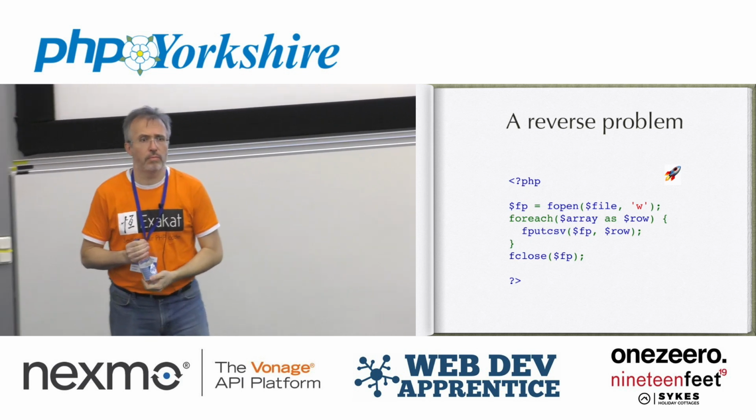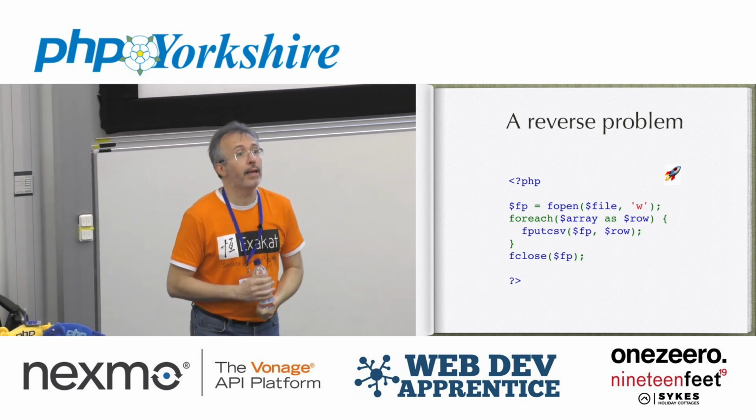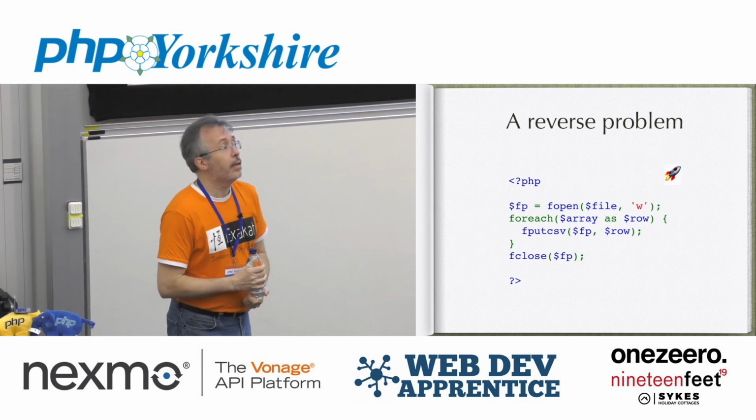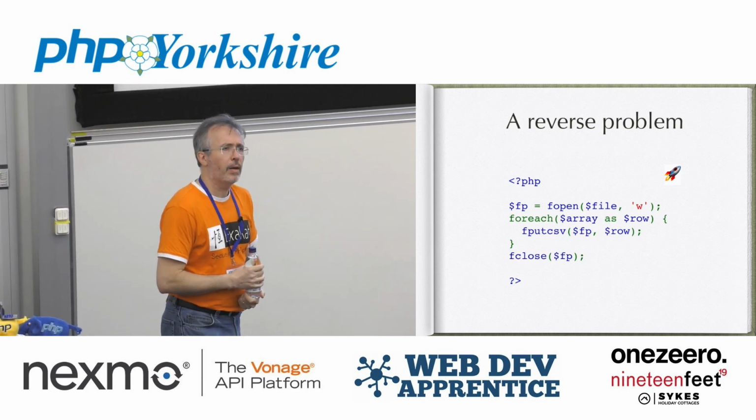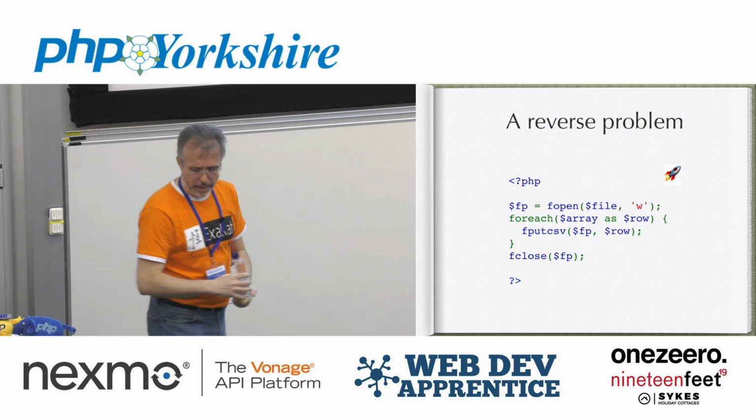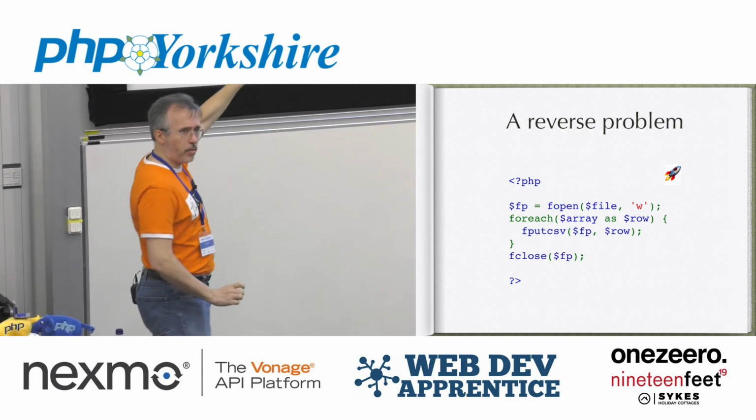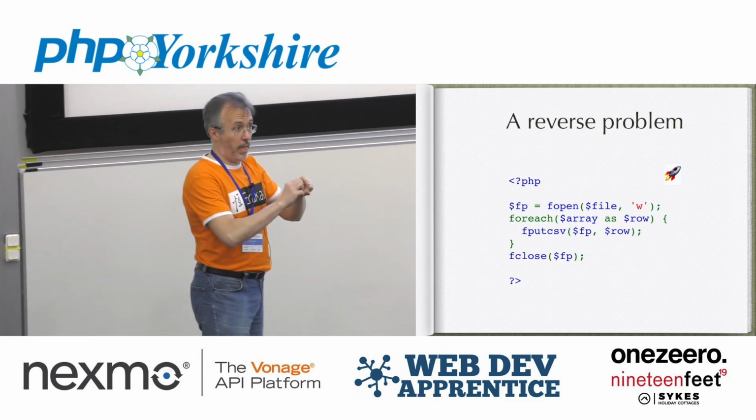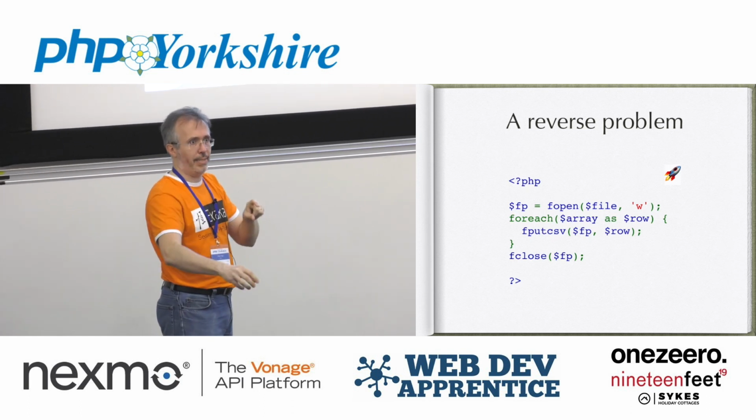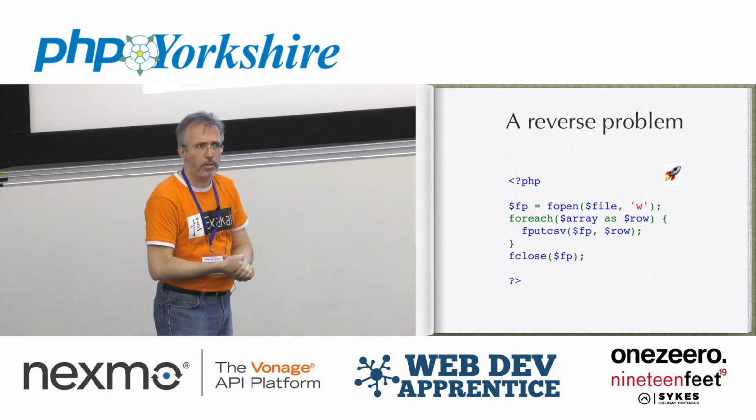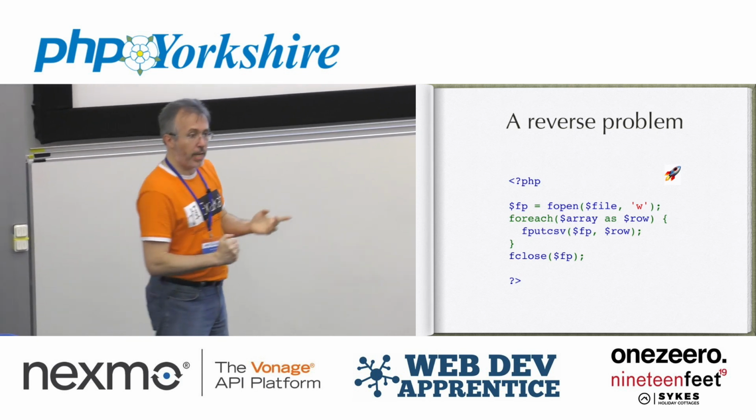Why is it slow? Yes? Because you're opening the file each time with fopen? Opening is sequential. Okay, so I get what you mean. The opening is just on the first line, but whenever you're doing fputcsv, you're actually validating the row on the disk. That's probably what you mean. So that's the case here.